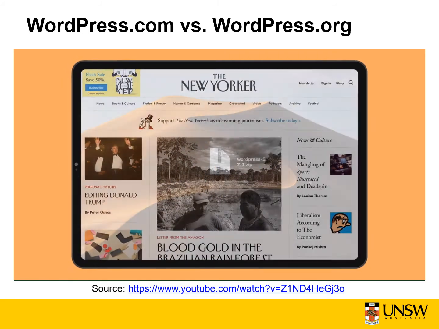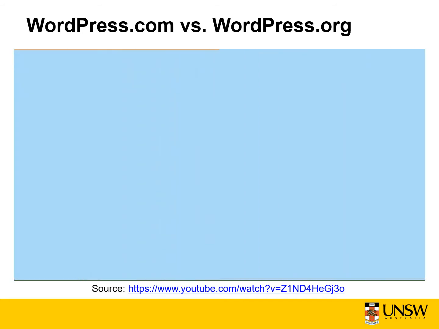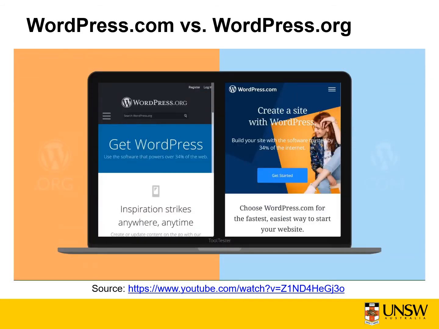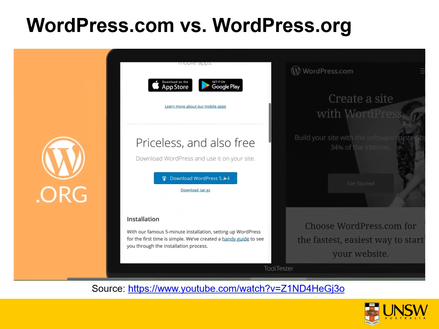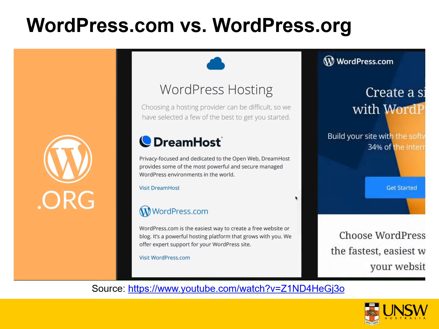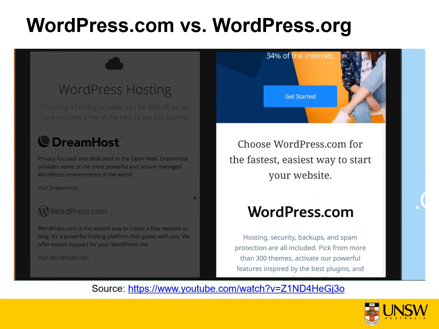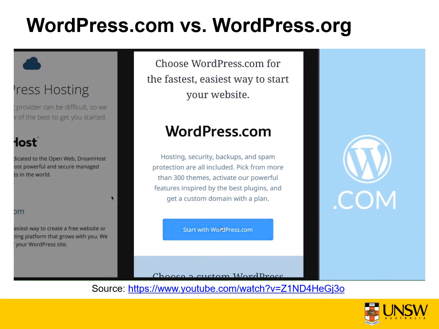Because WordPress is software, you need to install and run it on a web server, which leads us right to the main difference. WordPress.org is the website where you can download the software for free. You then have to organize all the installation and web hosting yourself. WordPress.com is a paid service that completely takes care of installation and hosting for you.